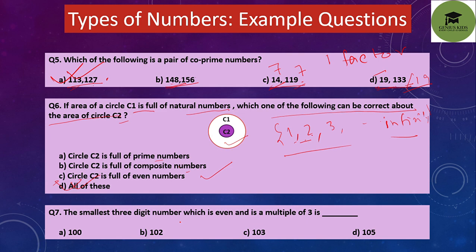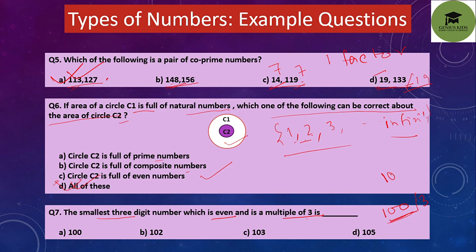Okay. Next question. The smallest 3-digit number which is even and is a multiple of 3. What is the number? Our smallest 3-digit number is 100. Is it even? Yes. Is it a multiple of 3, that is, divisible by 3? No, 100 is not divisible by 3, so we cannot take this number.